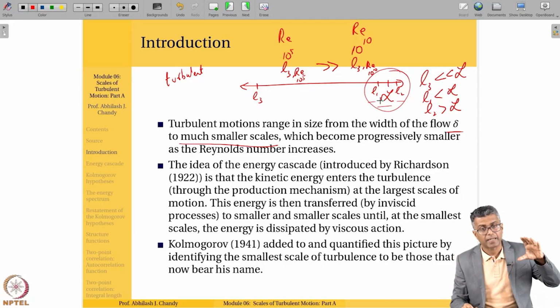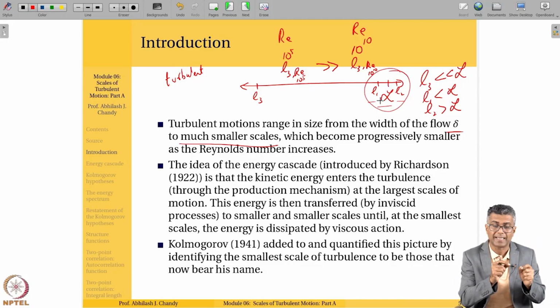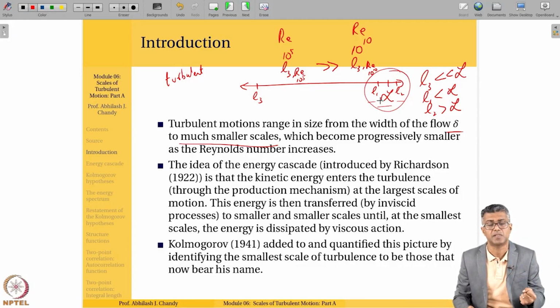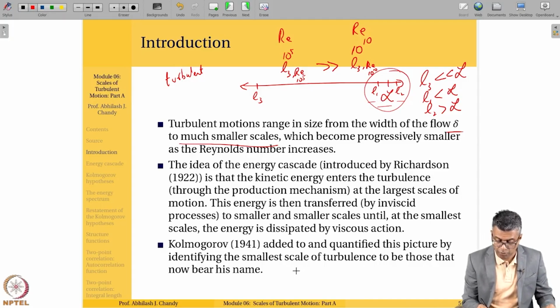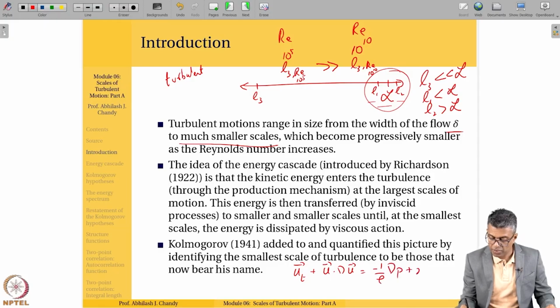Keep in mind that you have the energy transfer from the larger scales to the smaller scales. That transfer happens because you have the large scales breaking up into small scales. What breaks these large scales into small scales? It is the velocity gradient. It is the non-linearity. It is the convective transport. It is the turbulent transport. So just to refresh your memory, if I think about the Navier-Stokes equations, I'm writing this in a shorter format: u_t plus u dot del u is equal to minus 1 over rho del p plus nu del squared u. All of these are vectors.